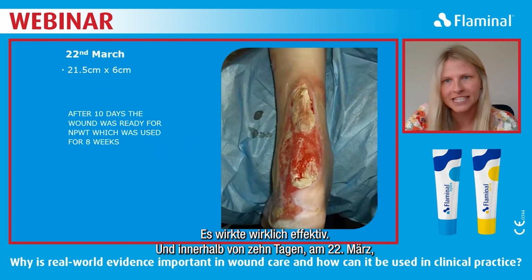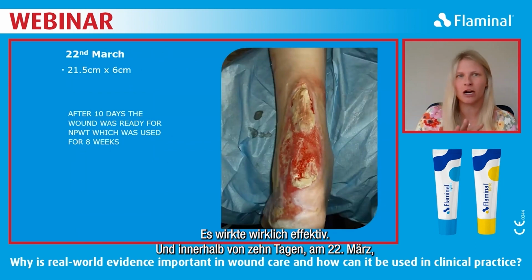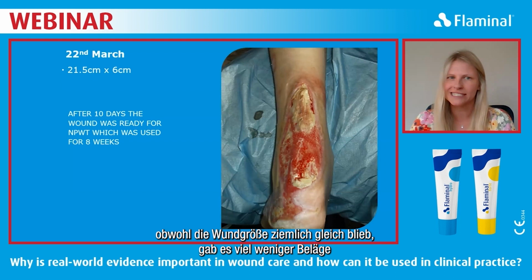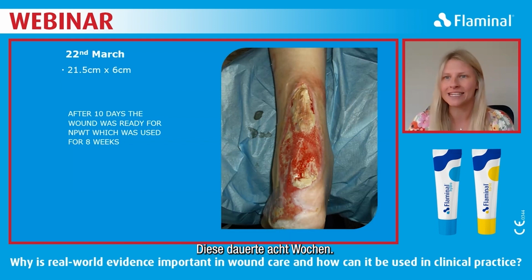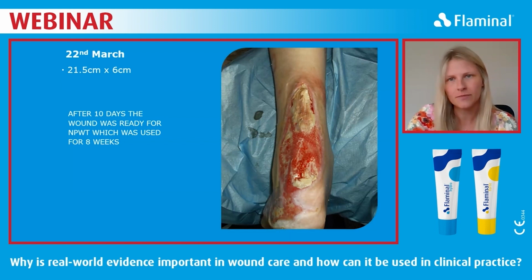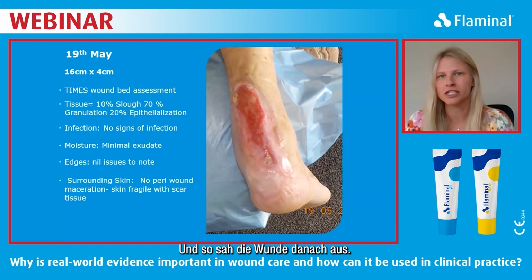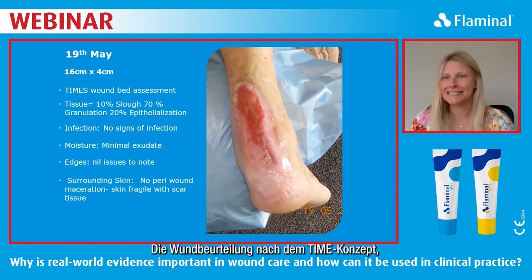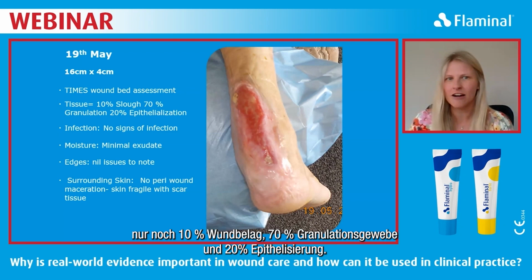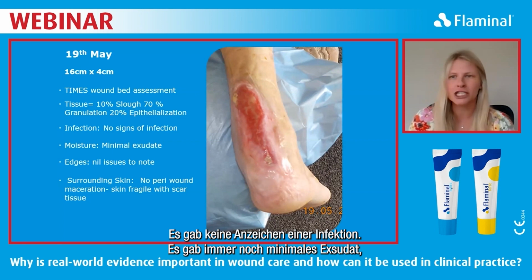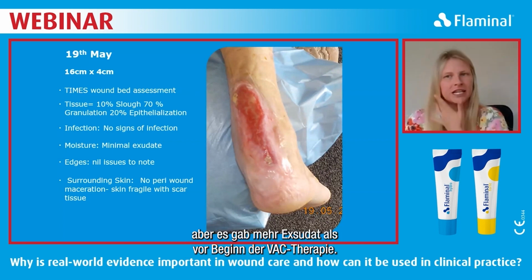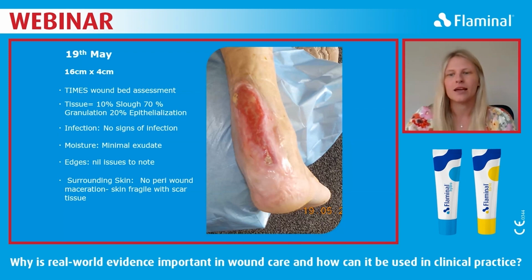It worked really effectively, and within 10 days, on the 22nd of March, although the size of the wound was pretty much the same, we had a lot less slough and we were able to commence negative pressure wound therapy. That went for 8 weeks. And this is how it looked afterward. The TIMES wound bed assessment now: we have only 10% slough, 70% granulation and 20% epithelialization. There were no signs of infection. There was still minimal exudate, but there was more exudate than there had been pre-starting VAC therapy.